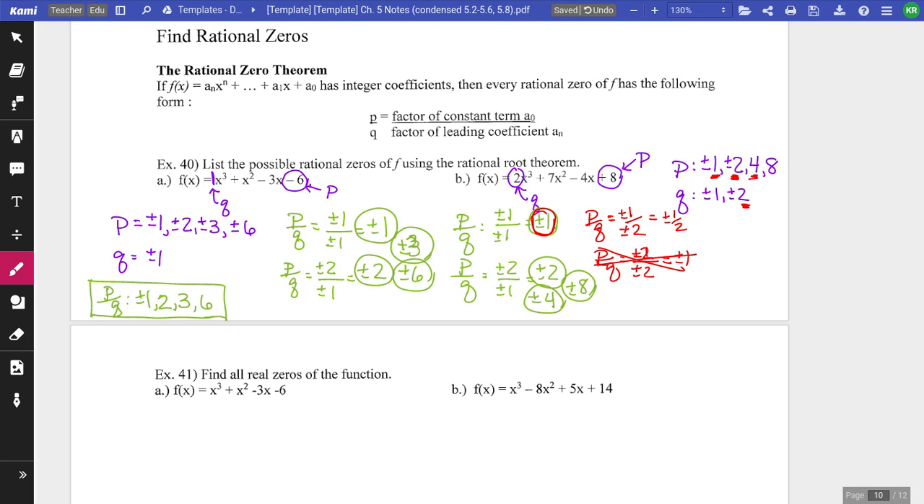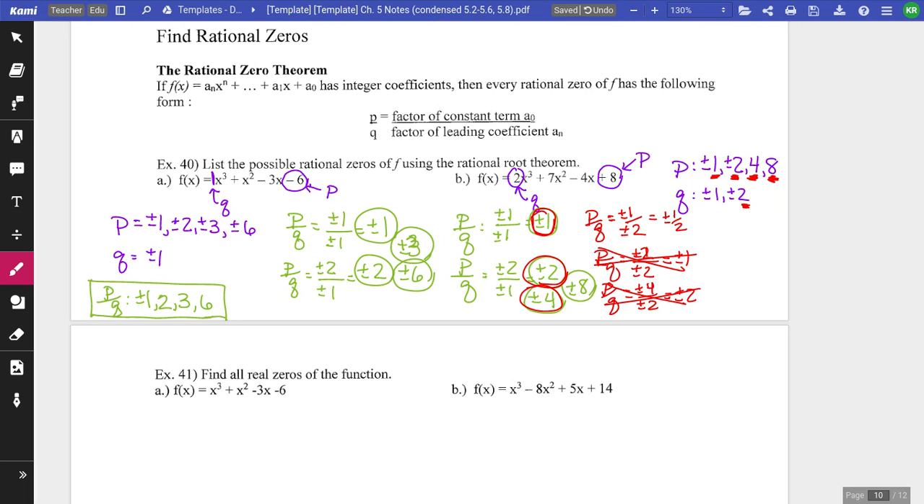Now if I do 4 divided by 2, the same thing happens. 4 divided by 2 is 2, and we already have a 2 right here, so that one's already taken care of. We don't need that one. And lastly, 8 divided by 2 is going to be 4. And again, we already have a 4, so we don't need that one.